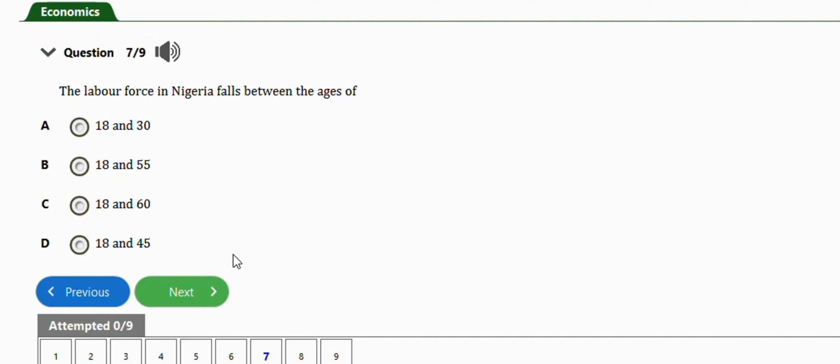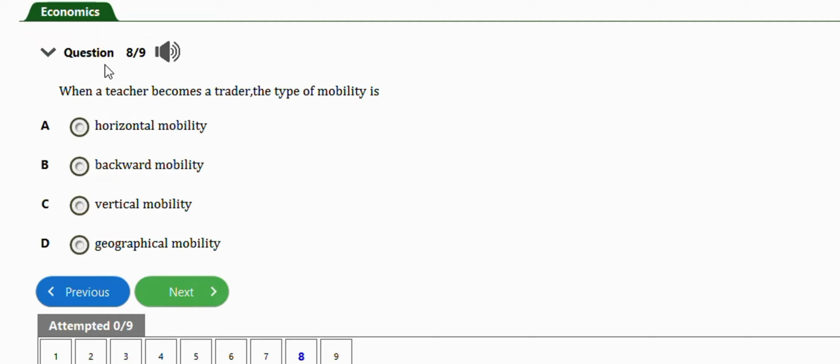Next repeated question is this one. It says when a teacher becomes a trader, the type of mobility is, we have horizontal mobility, backward mobility, vertical mobility, geographical mobility. The right answer is option A, horizontal mobility. Okay, take note of this question.